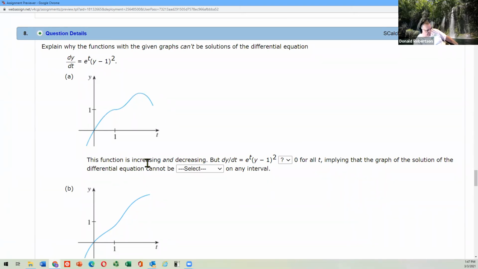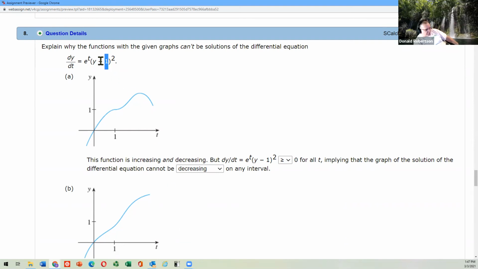So this function is increasing and decreasing, but the derivative of this is greater than or equal to 0, implying that the graph of the solution to this differential equation cannot be decreasing on any interval. So you're basically putting into words what I just said. See how that works? Now the second one is trickier. This one here also doesn't work. Well, if I look at it, you say, but it's increasing. And I agree, that's not the problem. There's a less obvious problem.